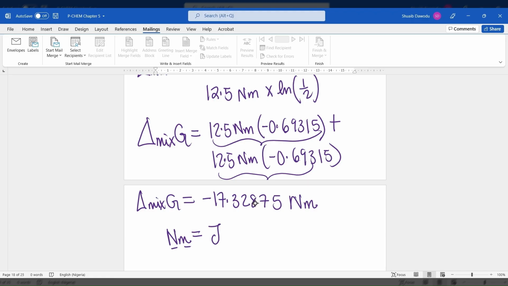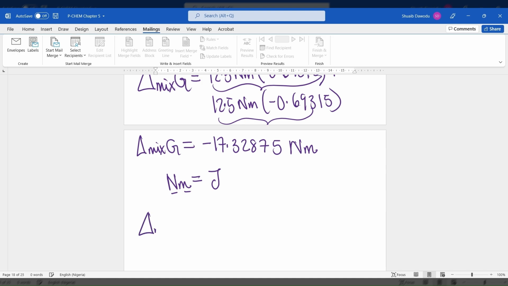our units to be in joules. That's how it's been in this book for like forever. So the change in Gibbs energy of mixing is simply negative 17.32875 joules. But then again, we are scientists.